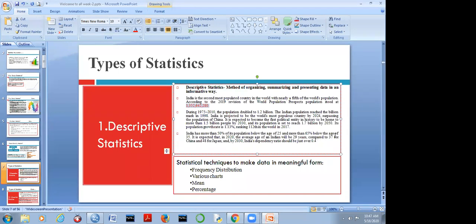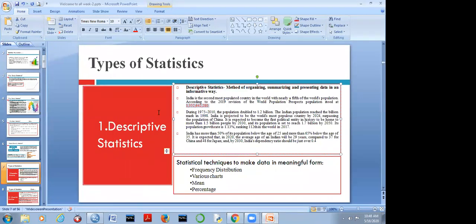0.4. So you will see that all these three paragraphs are about the Indian population, but the information is different. When statistical information is written in paragraph form, as information, that is called descriptive statistics. What happens when we get this type of information? We convert this information into some meaningful form.